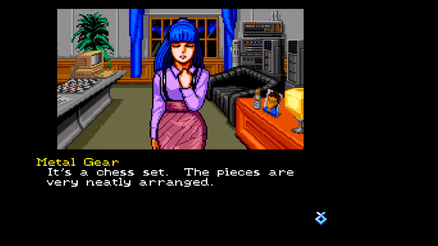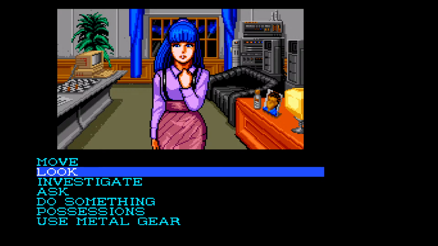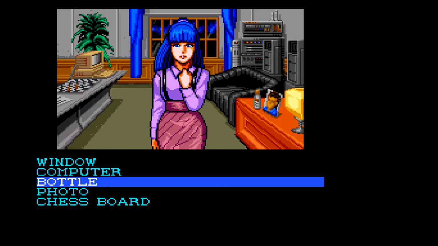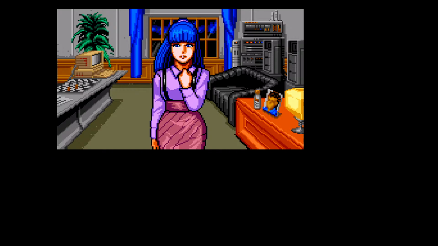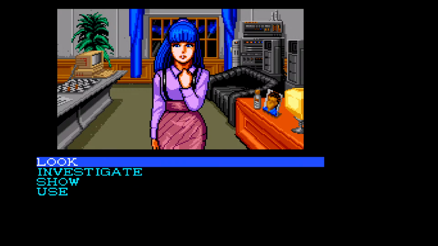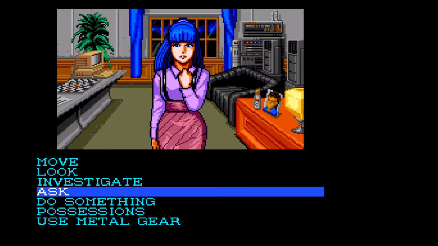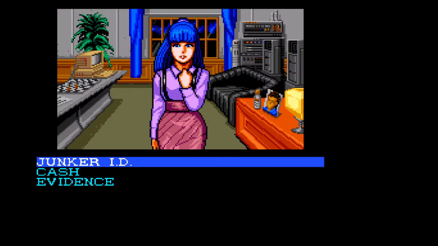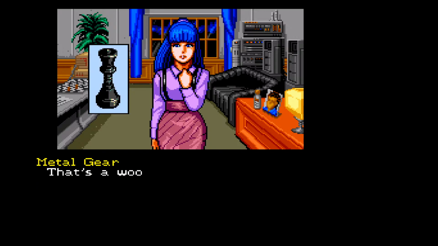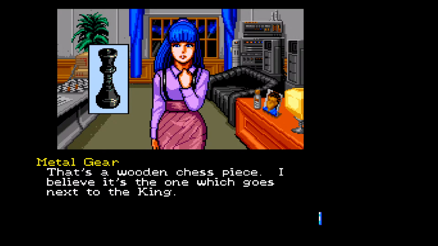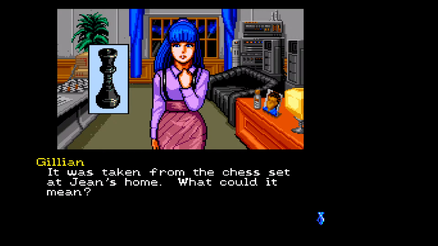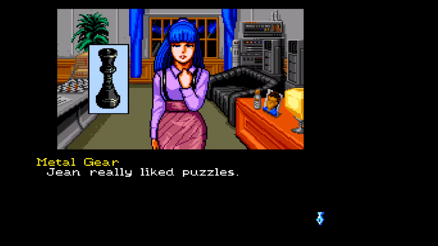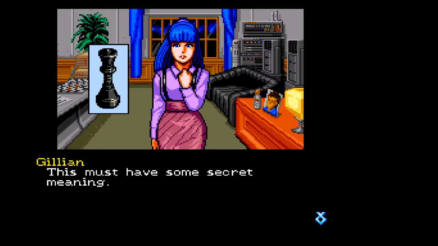It's a chess set. The pieces are very neatly arranged. The black queen is missing. You know what, can I use the black queen on the chessboard? No? Okay. Wait, possessions, investigate, evidence, chess piece. That's a wooden chess piece. I believe it's the one which goes next to the king. It was taken from the chess set at Jean's home. What could it mean? Jean really liked puzzles. This must have some secret meaning.